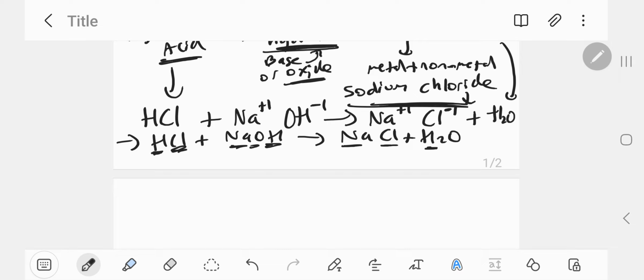Sodium, there's 1 on the left, 1 on the right. And oxygen, there's 1 on the left, 1 on the right. It's an example of a neutralization reaction, acid-base.